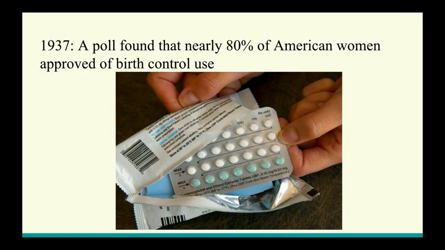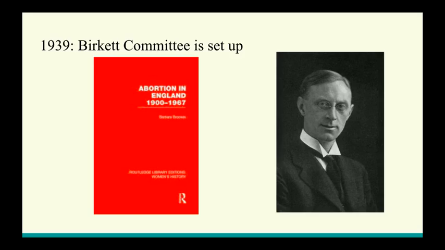In 1937, the federal law quietly sponsored, for the first time ever, the provision of birth control services in the late 1930s. In 1939, the Birkett Committee is set up. It was set up in 1936, but they were basically reclarifying that doctors could perform an abortion to save a woman's life. But unfortunately, World War II interrupted any implementation of its findings.